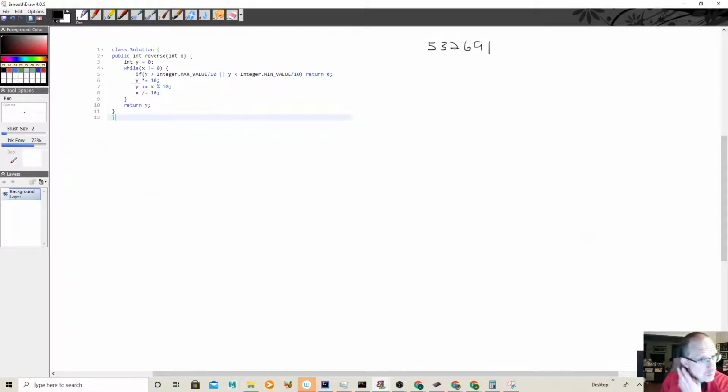And you're going to say, well, while x doesn't equal 0, okay? It doesn't equal 0. If y is greater than integer.max value divided by 10, or it's less than integer.min value divided by 10. Now why are we saying integer.max value divided by 10?